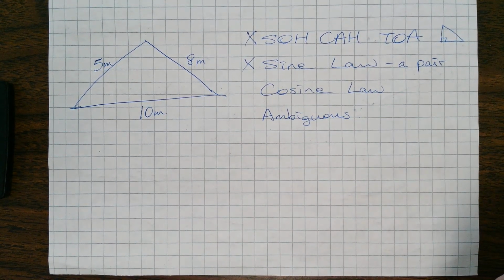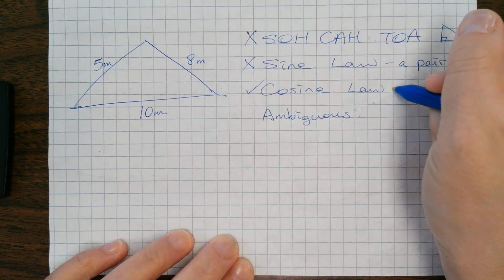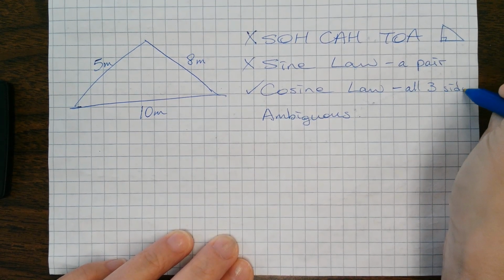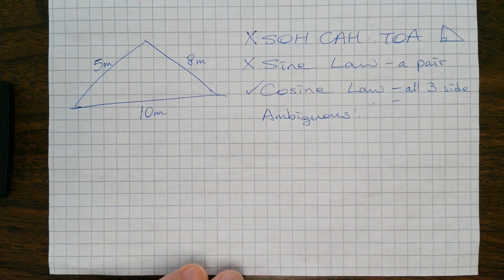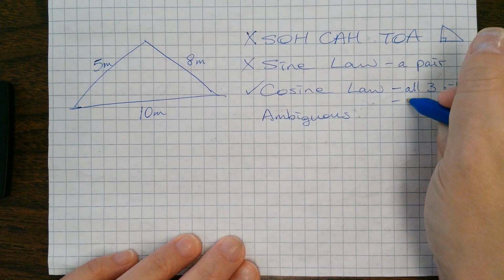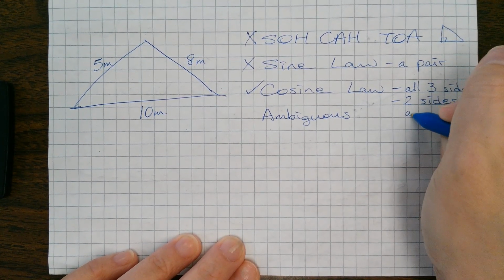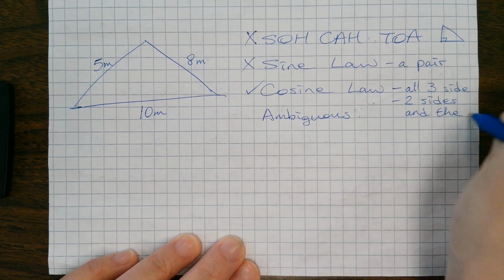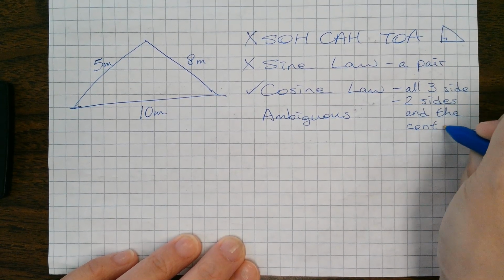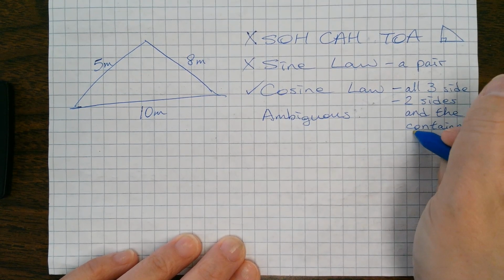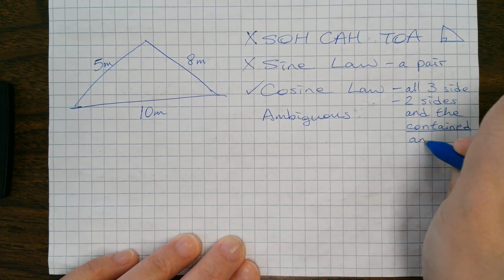All right, can I use cosine law? Yeah, all 3 sides. What's the other condition that I can use cosine law? Elizabeth? 2 sides and an angle between them. Right, 2 sides and the contained angle. So again, on the test, if you write just an angle, I'm going to mark it wrong. It has to have the word contained or in between.